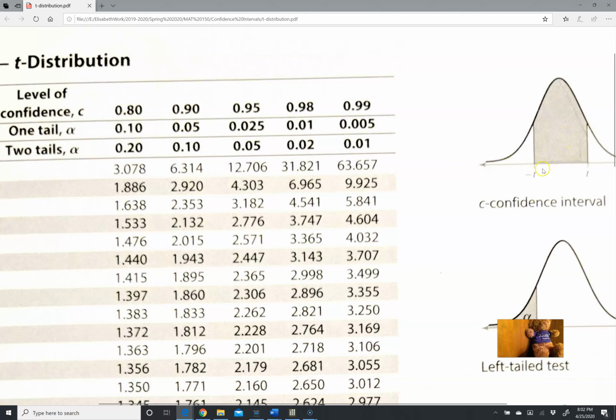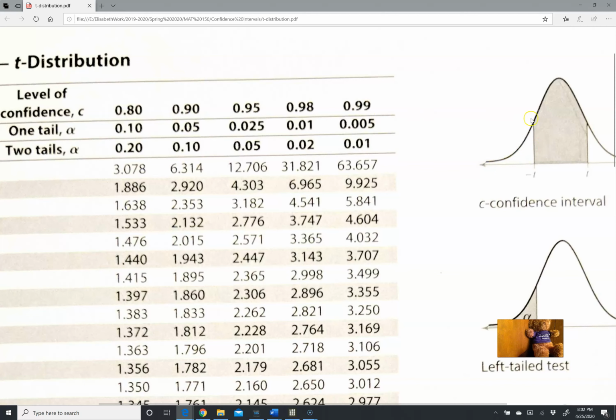95% of the area is in the middle. Under the remaining two tails is the remaining 5%, which means under one tail is just 0.025, or 2.5%. This one says 98% is within the interval, which means 2% is under both tails. That's why it says two tails, 2%, which means under the remaining tail is just 1%.